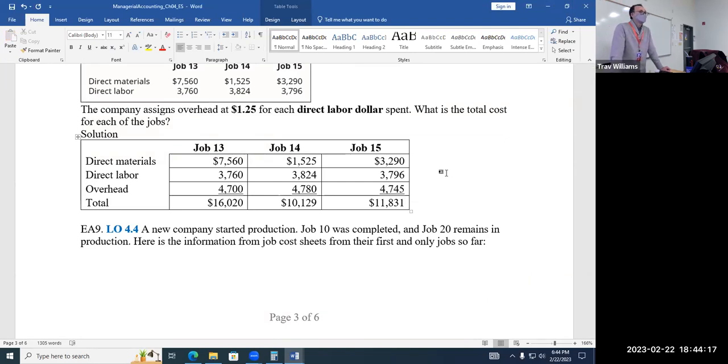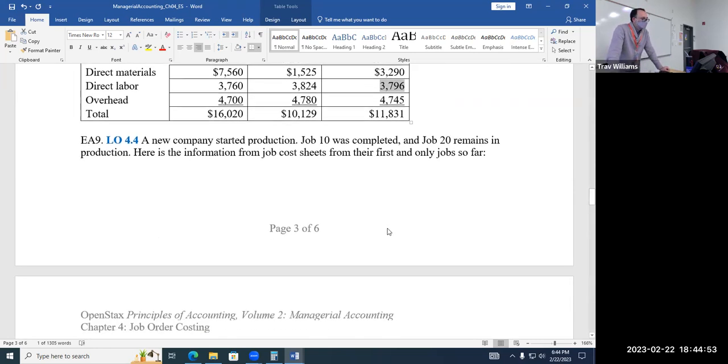Okay, does that make sense? You multiply overhead $1.25 times direct labor. Right, times the direct labor cost, because that's the driver that this company uses. If they were using direct labor hours, we would need to multiply the rate by the direct labor hours, which they didn't even give us in this case because we didn't need them. Or if they were using machine hours, we'd multiply the rate by the machine hours. Any other questions?